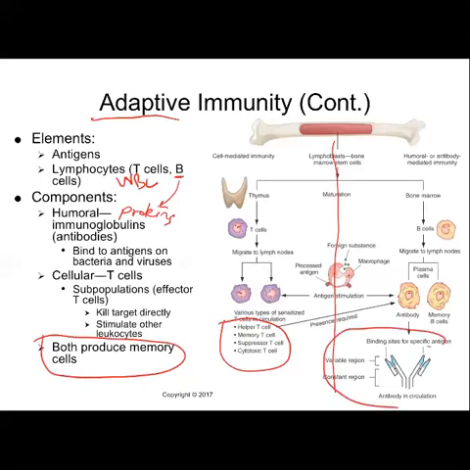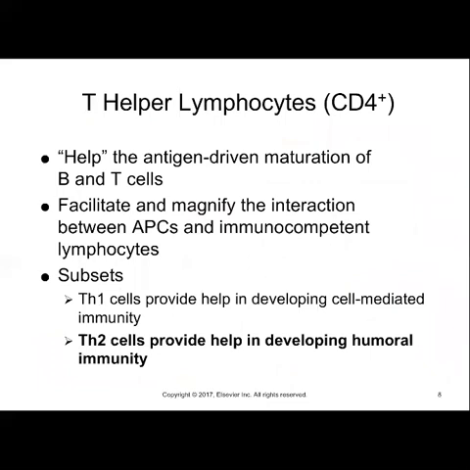These antibodies are important for destruction, and then the B cells become memory cells. So if we start out with just the T cells, remember T is involved with thymus. These ones, specifically, we're going to talk about CD4 positive. So they're helper T cells. They help antigen-driven maturation of both B and T cells, right?